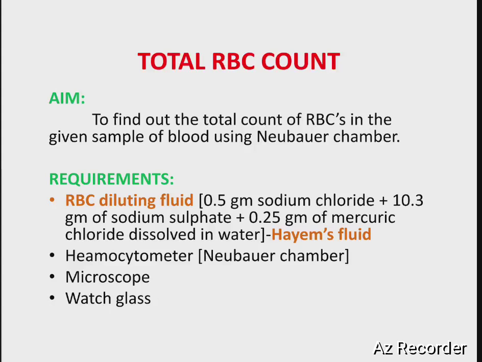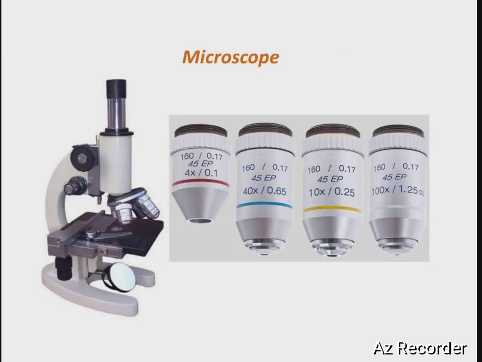The Neubauer chamber, which is otherwise called a hemocytometer, is mainly used to count the RBC. To visualize this Neubauer chamber, we are using a microscope, and in order to pour this RBC diluting fluid, we use a watch glass. Microscope is the main instrument which is used to visualize the RBC cells using a Neubauer chamber.